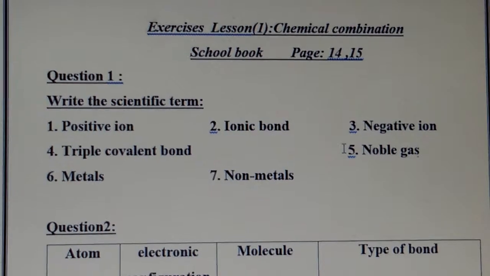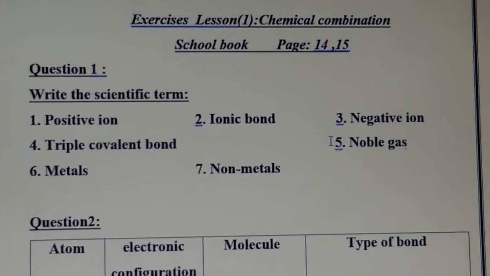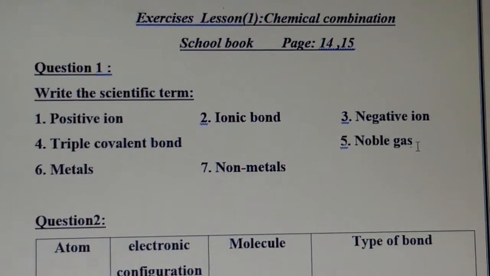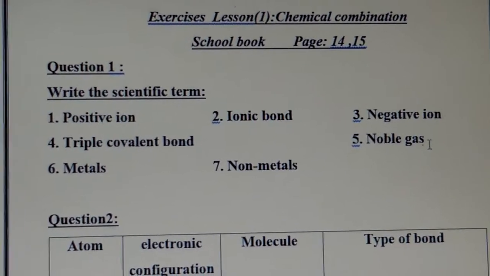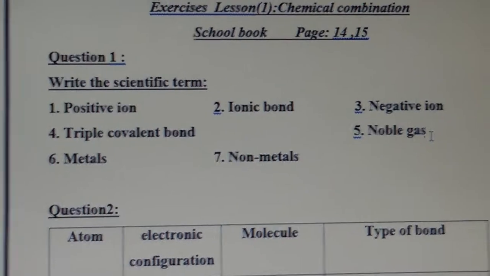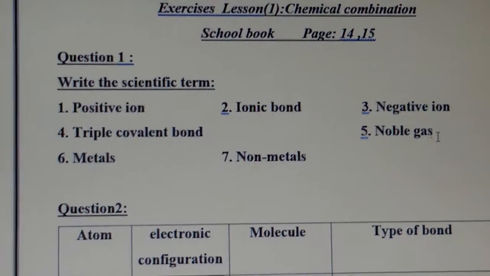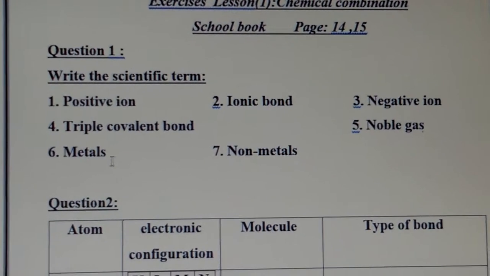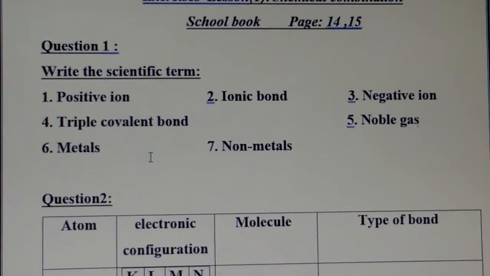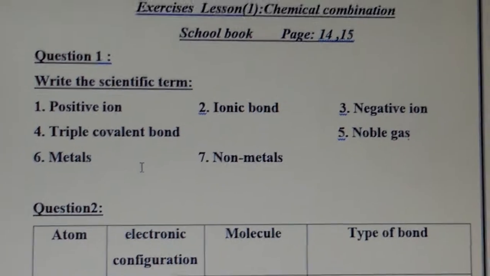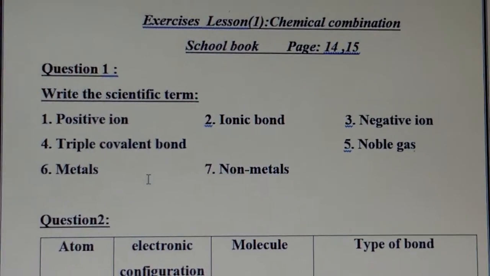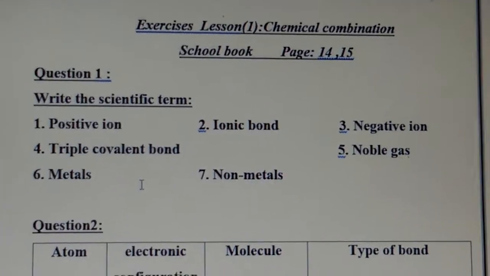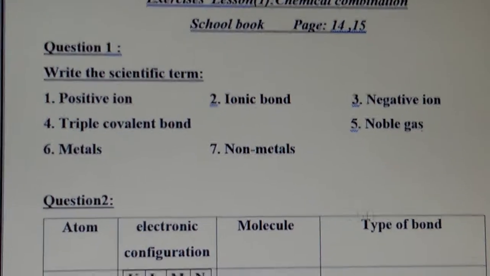bond. Number 5, an atom of an element that neither loses nor gains any electrons, noble gas. Number 6, elements have luster, good conductors of heat and electricity. They contain less than 4 electrons in their outer electron shell, metals. Number 7, elements that may be solid, liquid, or gases, have no luster, bad conductors of heat and electricity, and containing more than 4 electrons in their outer shell, non-metals.